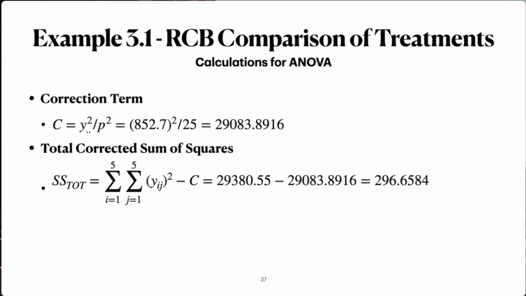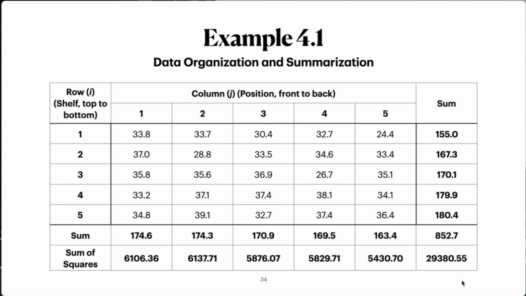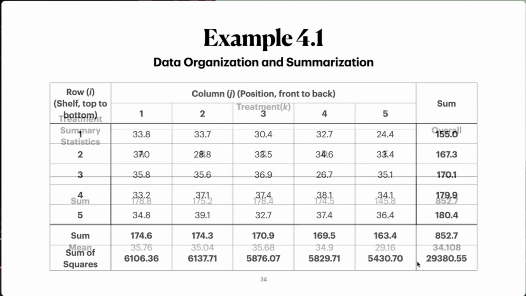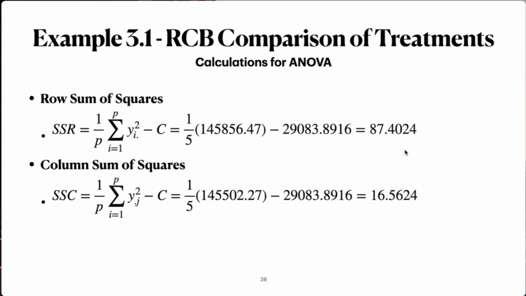Next, the total sum of squares, the total corrected sum of squares, is given by the total uncorrected sum of squares minus the correction factor. Let me go back a few slides here. Here we have the total uncorrected sum of squares, 29,380.55. We subtract off the correction term, and we get the total corrected sum of squares of 296.6584.